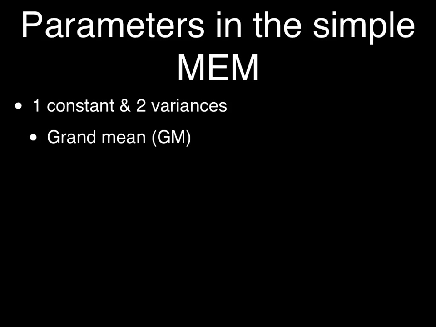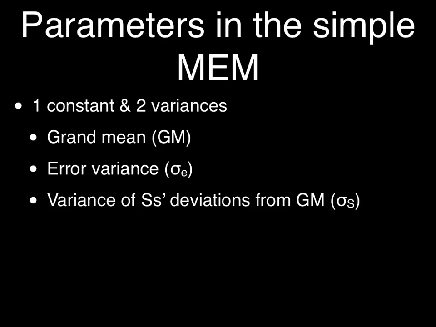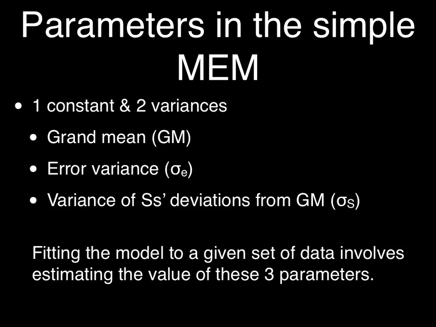So to again summarize this model, there's 3 parameters in this model: a constant and 2 variances. The constant's the grand mean, we've got an error variance, well, that's a standard deviation, and the variance of subjects' deviations from the grand mean. So we've got sigma E, sigma S, those are variabilities, and we've got the grand mean as a constant.